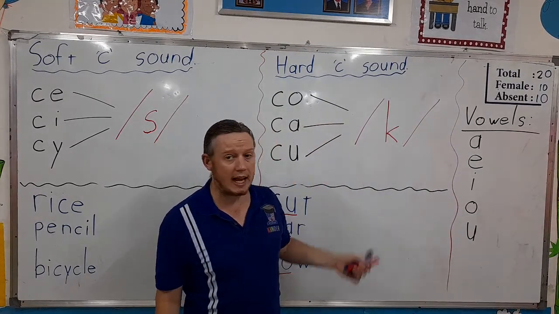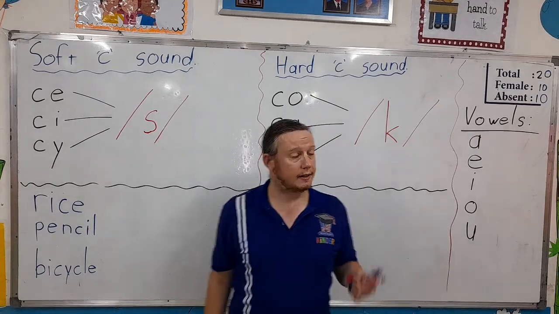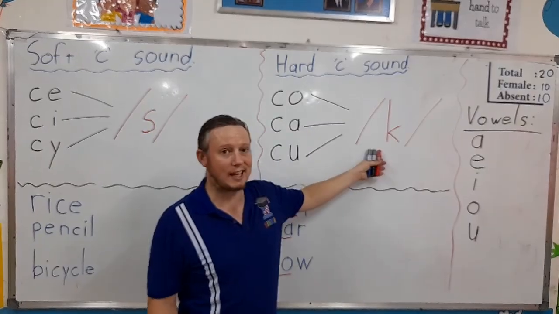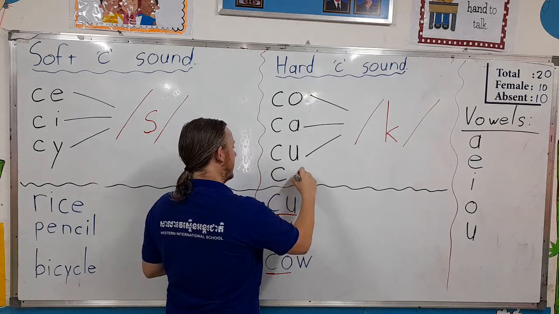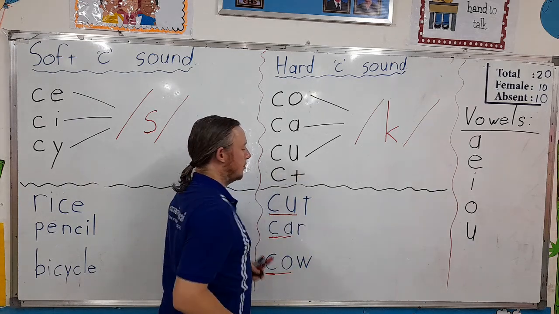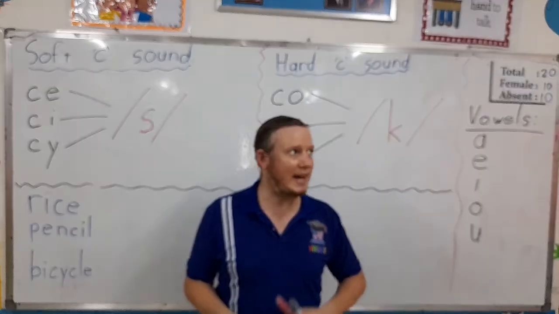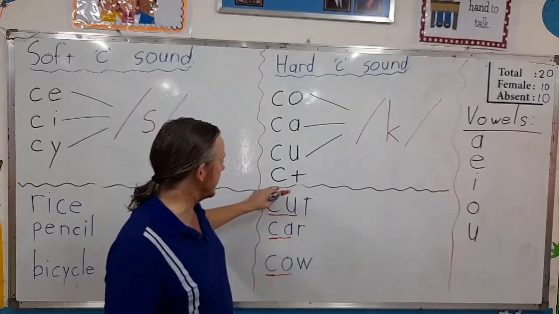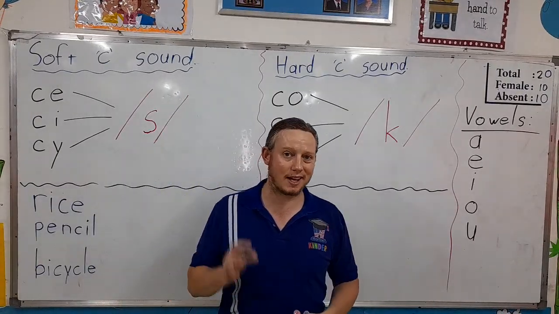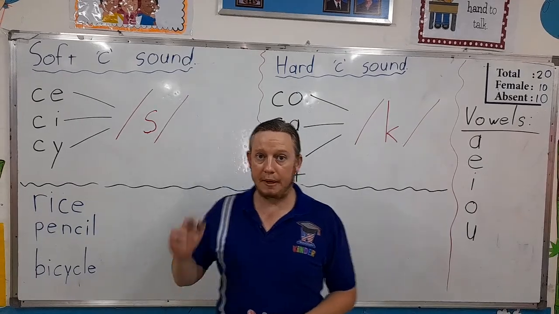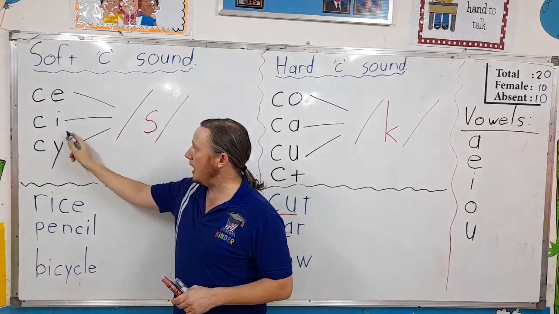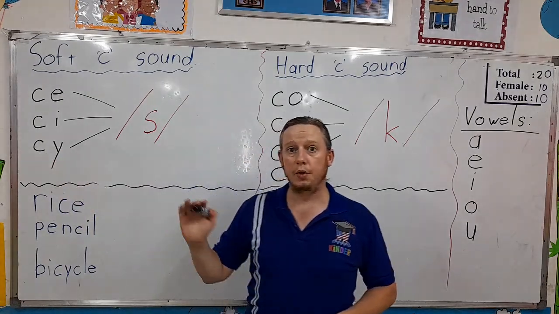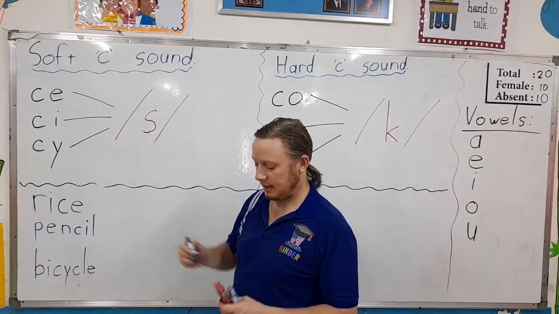Sometimes we can have CL, CR, and it'll still make the hard C, cut. So I'll even write here, C with a plus, because there can be so many more. Any letter of the alphabet after the letter C can still make the cut sound. But only these three, CE, CI, CY, those ones will make the S sound.